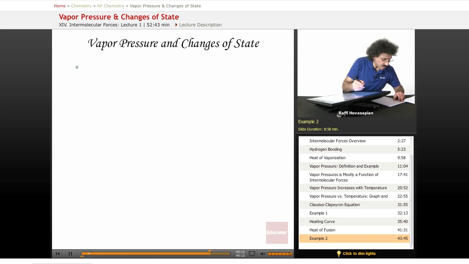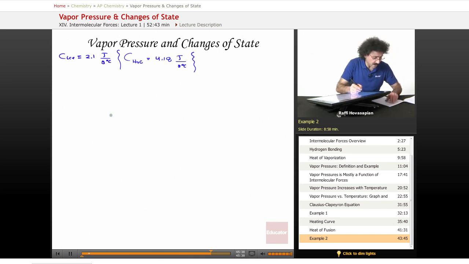Now we have some information here. We have the heat capacity of ice is given to us. That is equal to 2.1 joules per gram per degree Celsius. We have the heat capacity of liquid water. I'll just say C of water. C of H2O is equal to 4.18 joules per gram per degree Celsius. You know that from our work in thermochemistry.